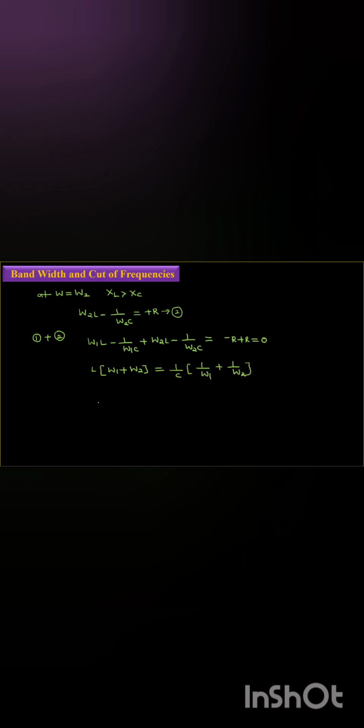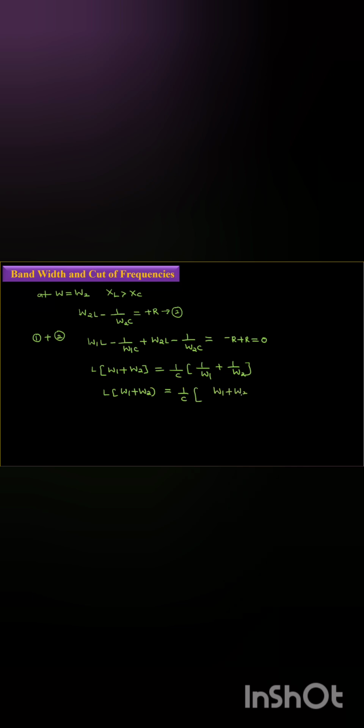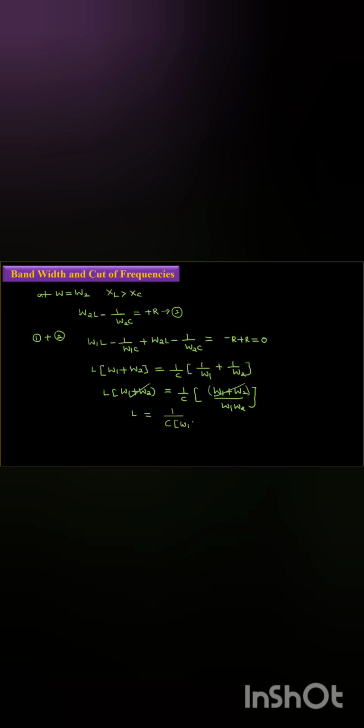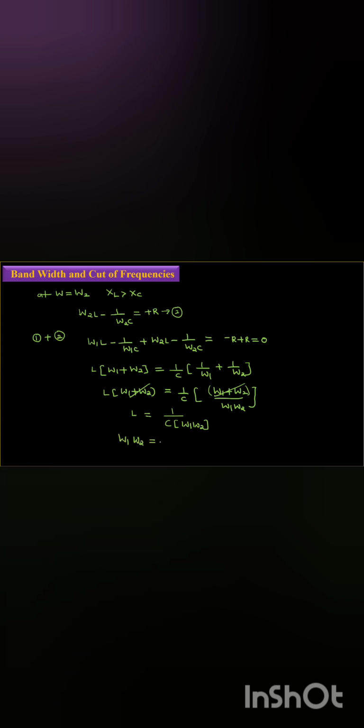Then if you simplify this, what can you get? L into omega 1 plus omega 2 is equal to 1 by C into, the LCM is omega 1 into omega 2, that is omega 1 plus omega 2 by omega 1 into omega 2, students. Then this term and this term cancel. Then from this, what can you write? L equals 1 by C into omega 1 into omega 2. Correct? Then from this, what is omega 1 into omega 2, students? 1 by LC I got.